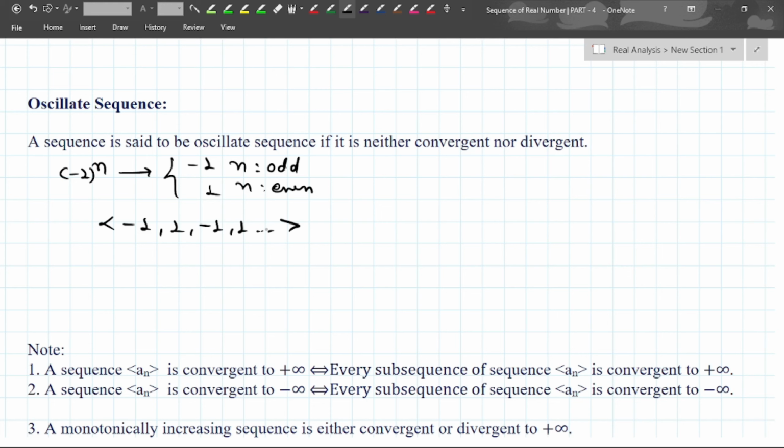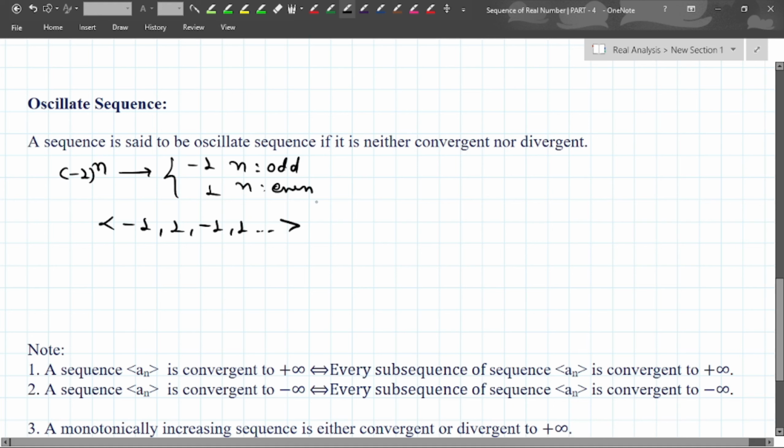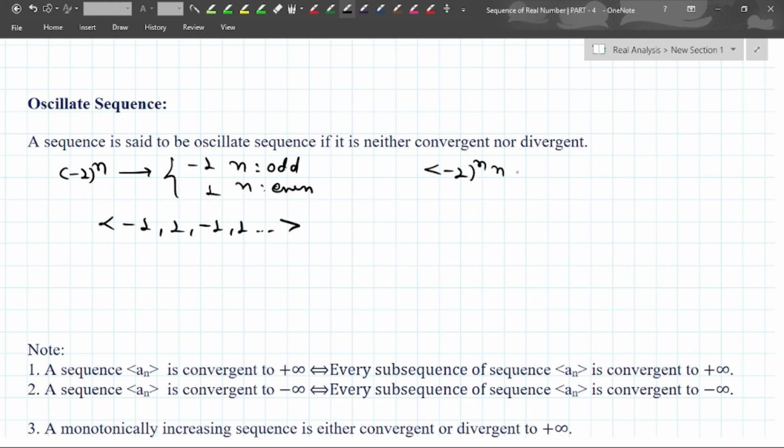Okay, this is one of the examples of an oscillating sequence. A sequence which is neither convergent nor divergent, we can say it is oscillating. Something like this, (-1)^n times n, is again also going to be an oscillating sequence. That's why we can't make any statement that it is going to plus infinity or minus infinity or whatever.